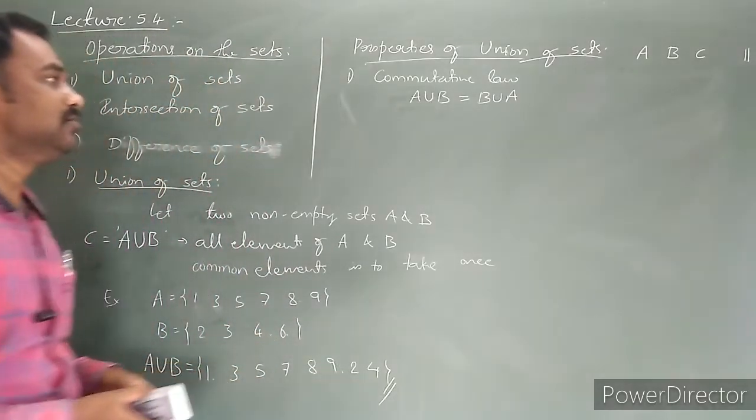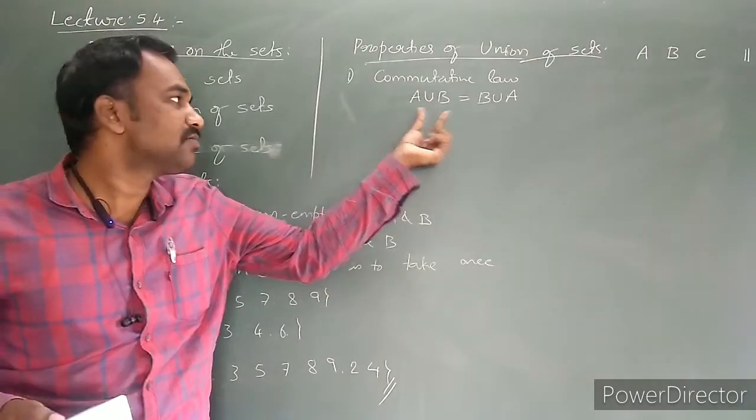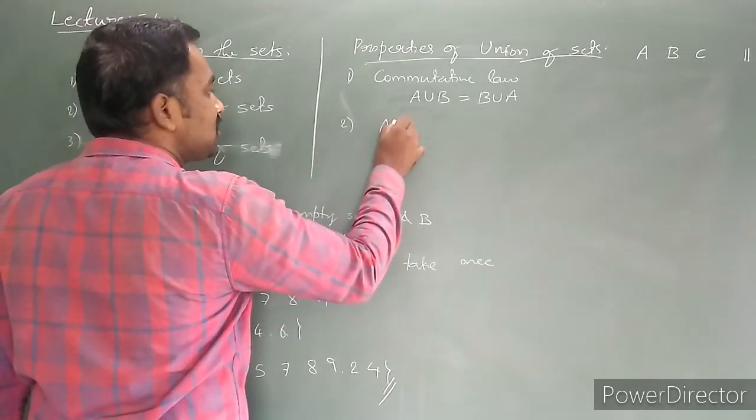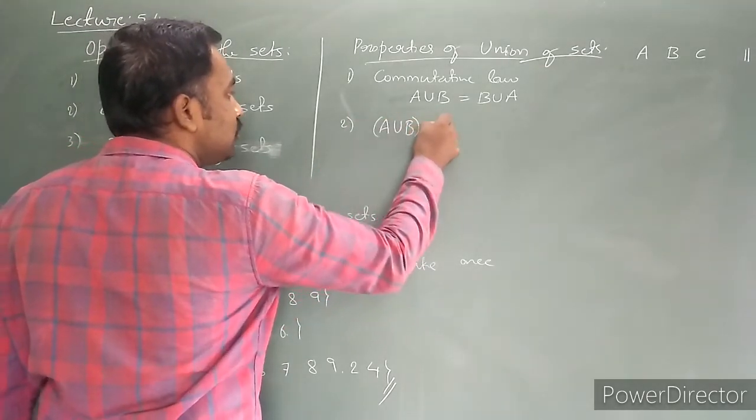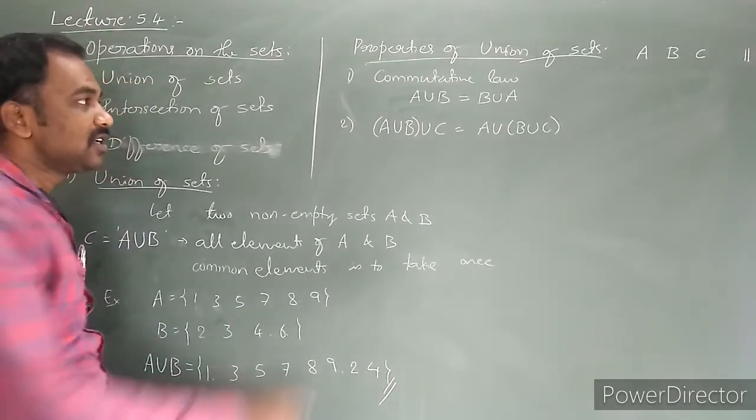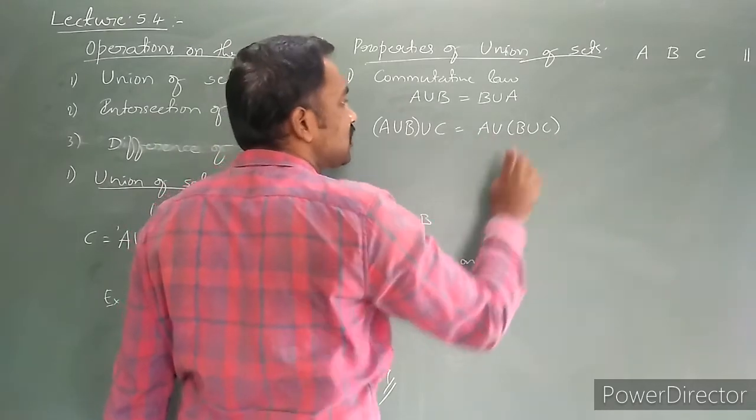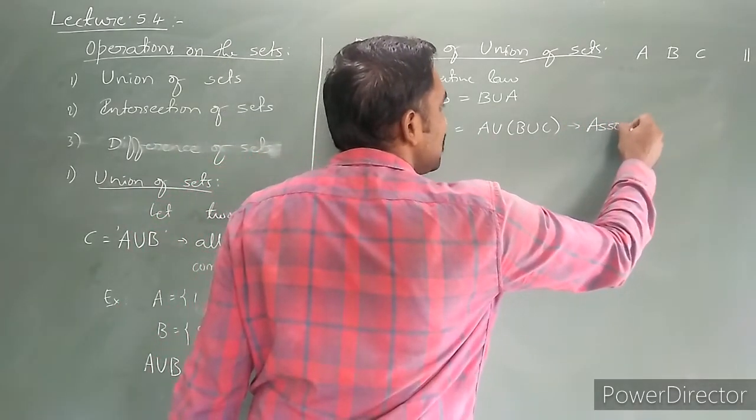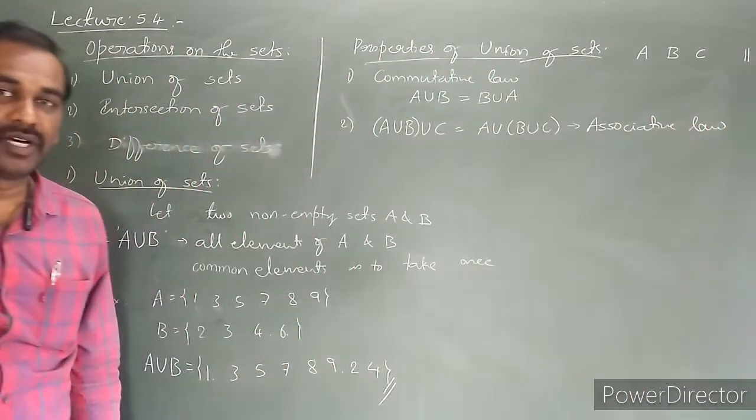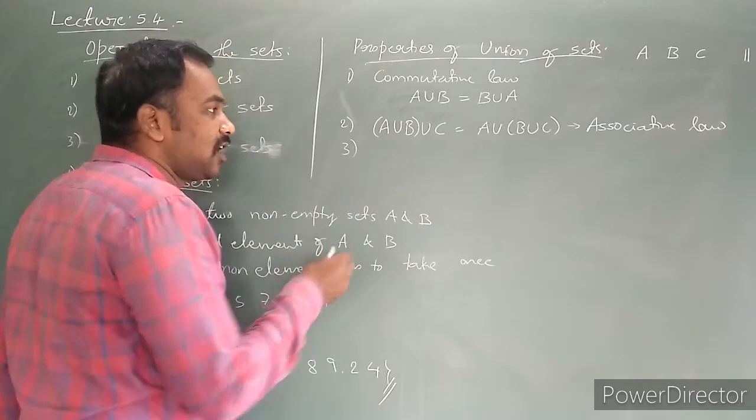Very important one. Now here, the commutative law: A union B is the same as B union A. Either do the operation in this manner or in that manner, doesn't matter. Next one is three sets: A union B union C. Either do it in this manner or the other way. This property is said to be the associative law. In real numbers, addition and multiplication satisfy the associative law. Already know that.